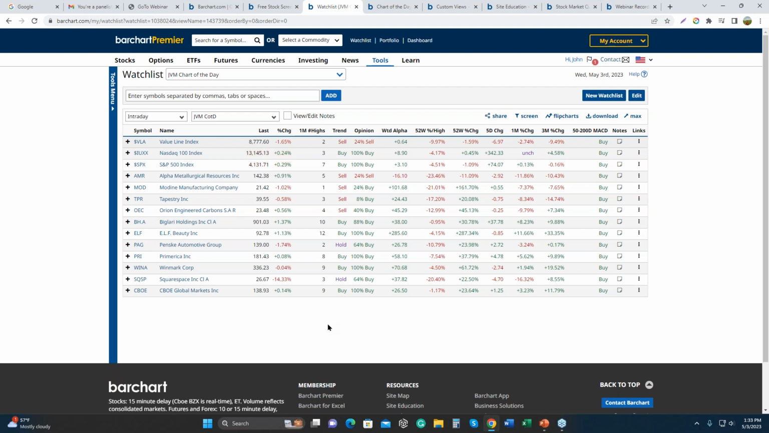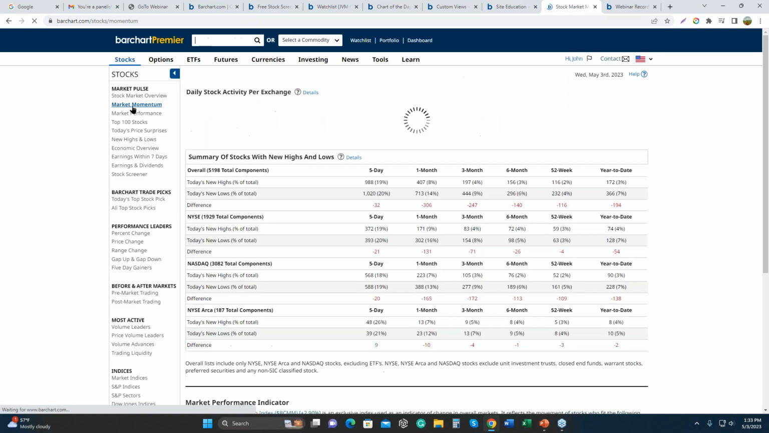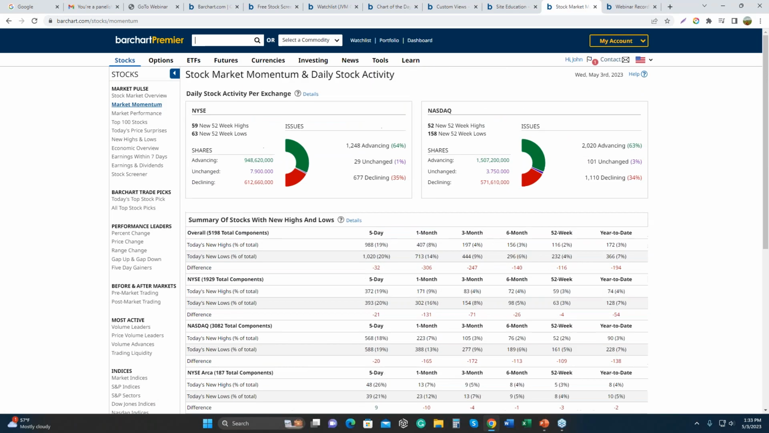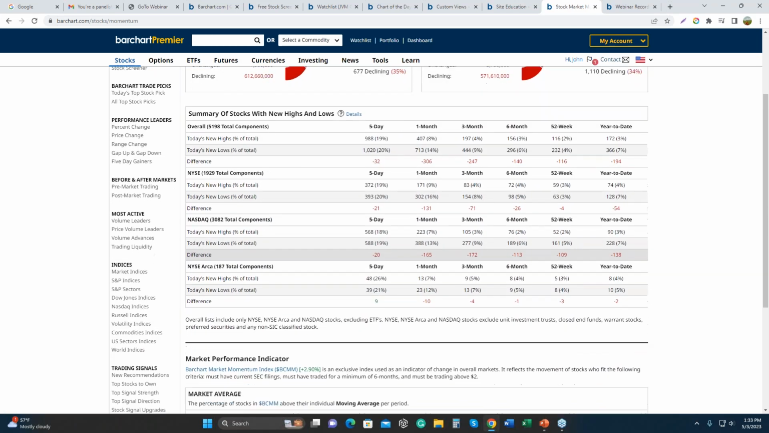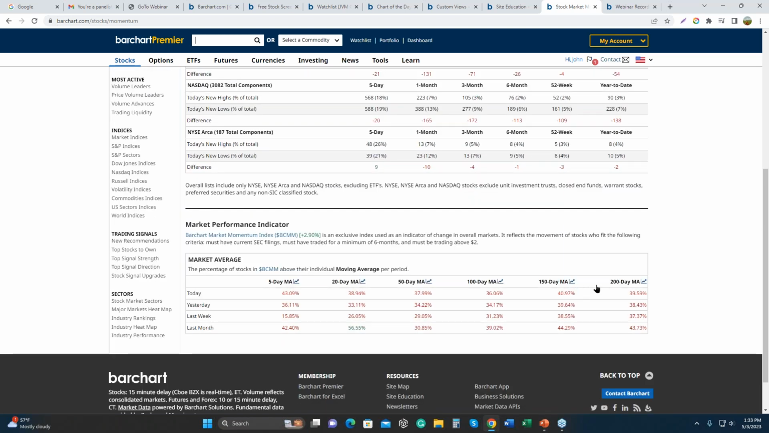I'm fully invested, but every morning one of the first things I check is Barchart's market momentum, which tells me how many stocks are trading above each of the various moving averages. And I don't spit in the wind, so that if 75% of the stocks are trading below their moving average, maybe I don't want to get into the market at that time, because the odds of me making a good pick decline.